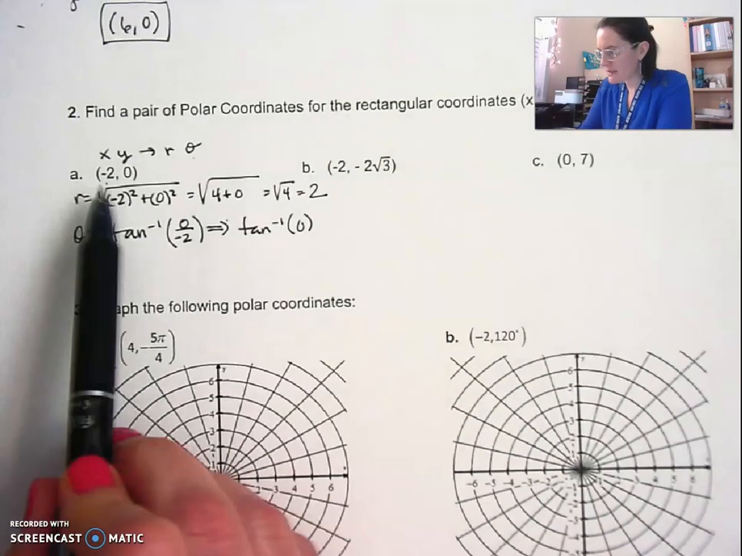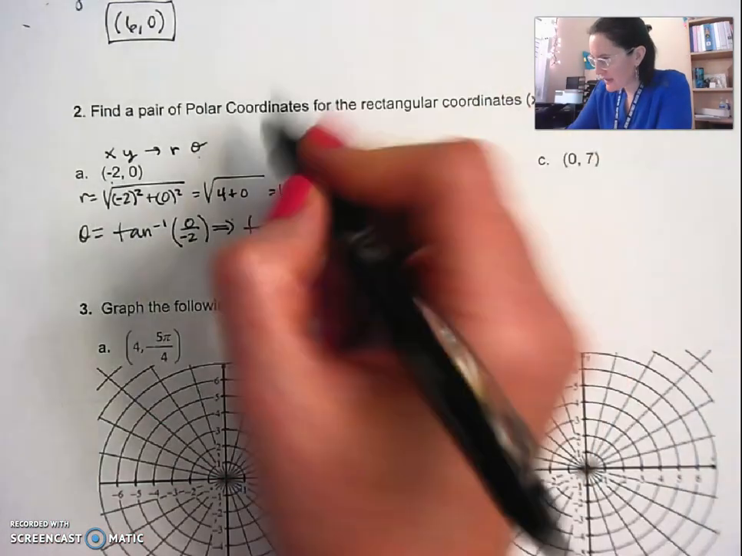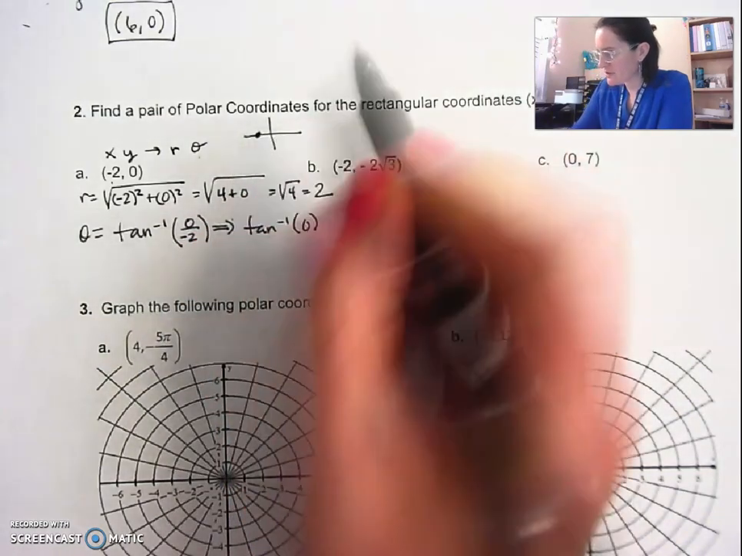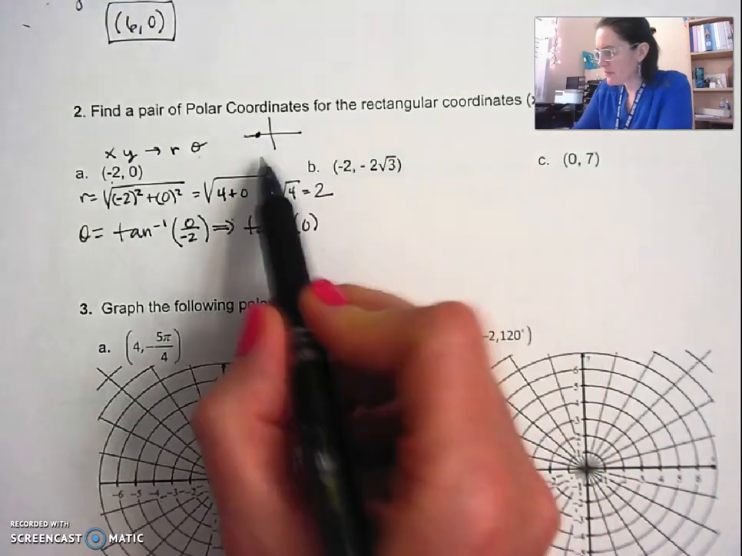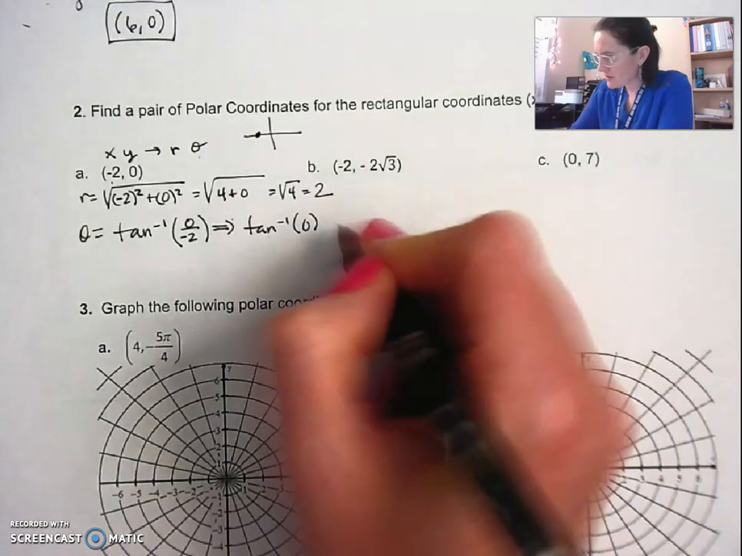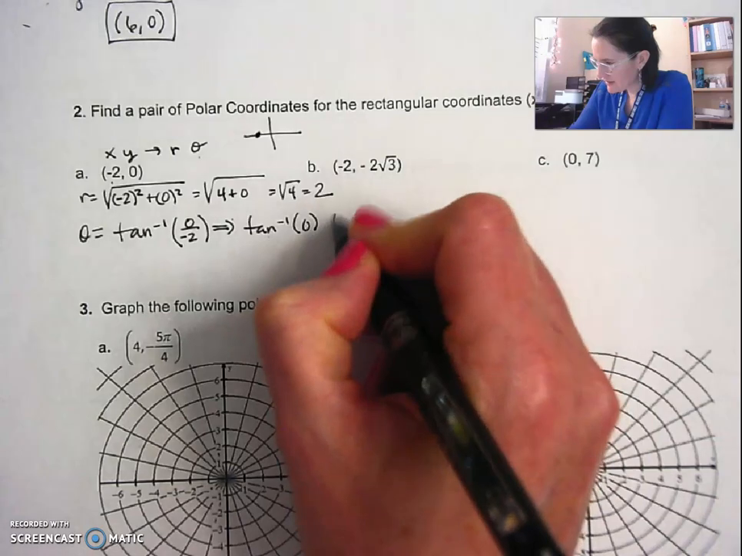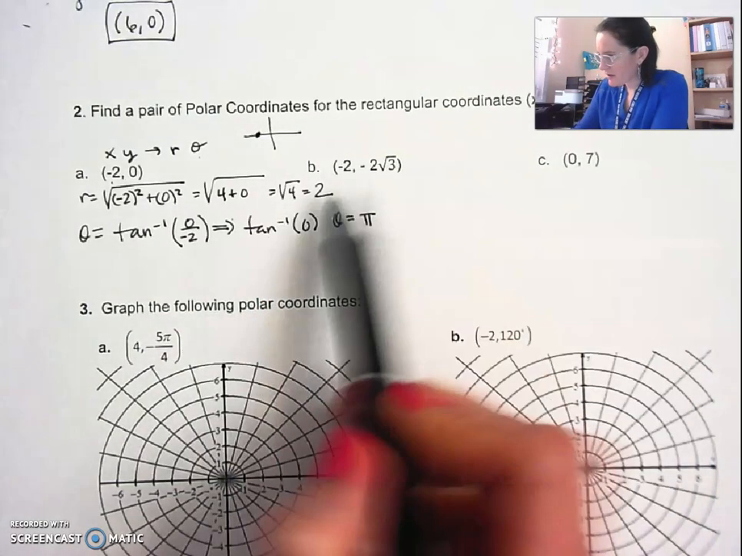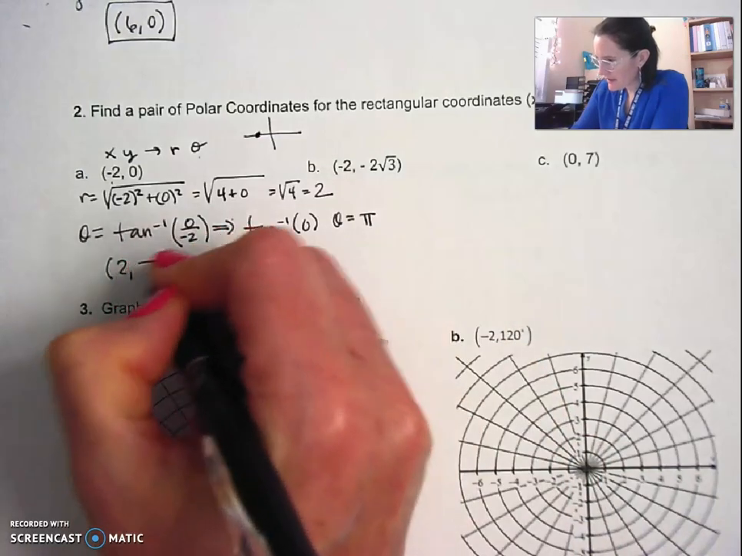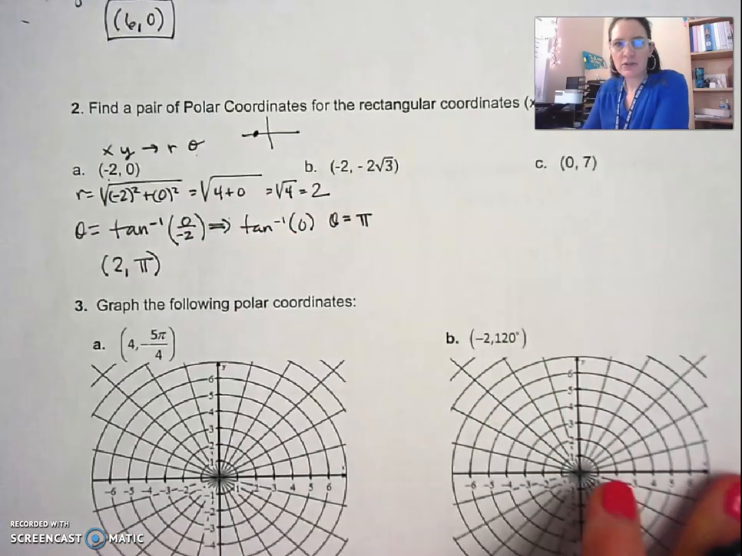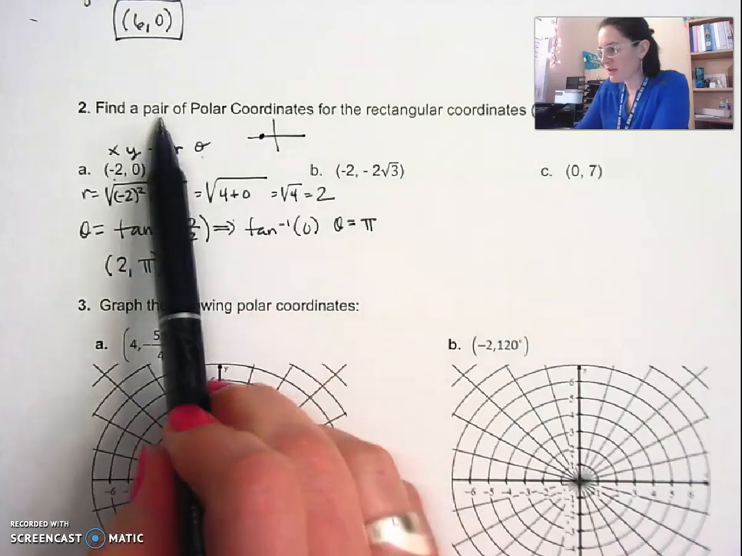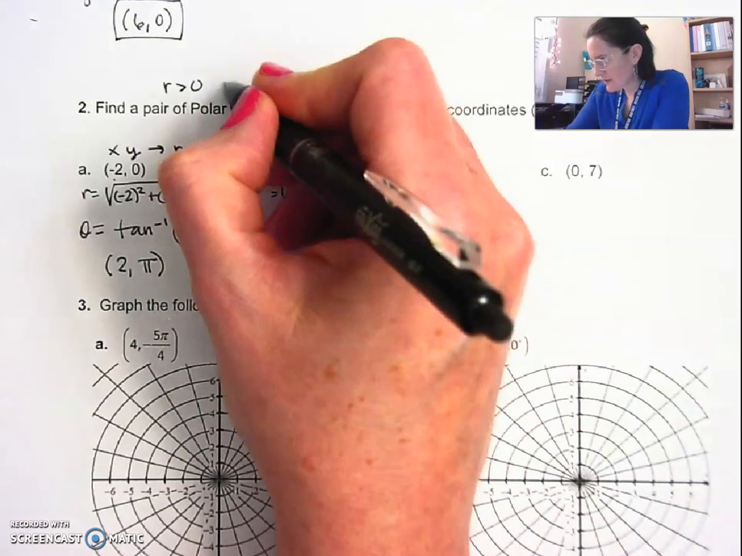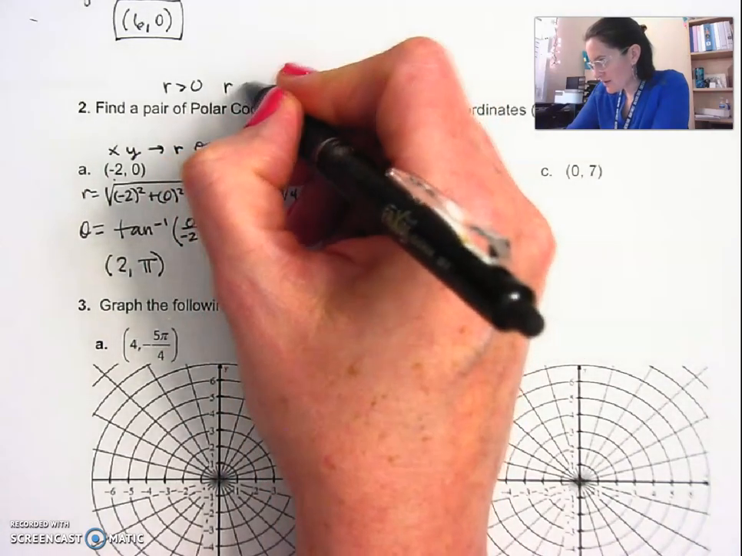And what I do is I take the original point and I see where it is. It's here, -2. So that means that I want this to be my theta. So in this instance, theta is pi. So my r is 2 and my theta is pi. And you'll notice that the directions say to find a pair of polar coordinates. So that means we want when r is positive, and then we want when r is negative.